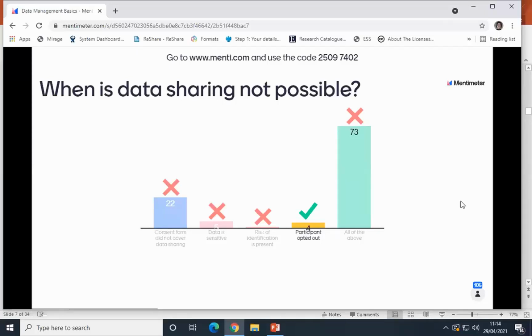If we were to stop data sharing just because there's a small risk of identification, then the data that is out there available would be very, very little, right? So the only real reason why the data could not be shared, and of course there are a couple more reasons, but in this case, if the participant has opted out, then there is nothing you can do. They said no, they don't want their data shared, so that is the end of the story. Okay, right, let's move on to the next question.